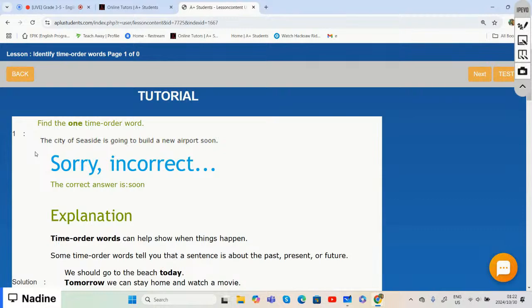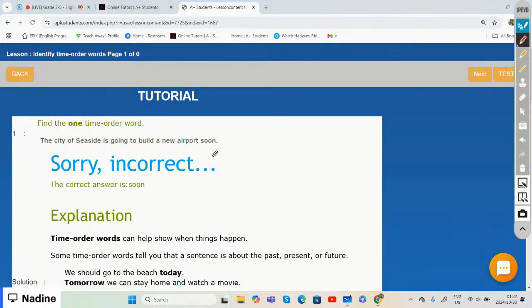Yes, and if we were to select our time order word, then yes, soon is our time order word. Well done. Soon is correct.